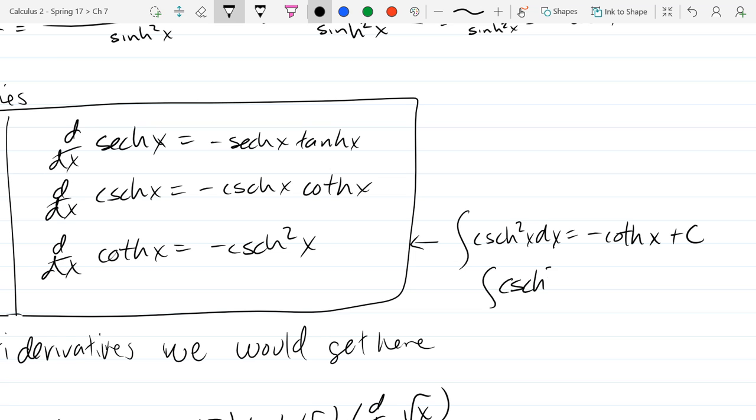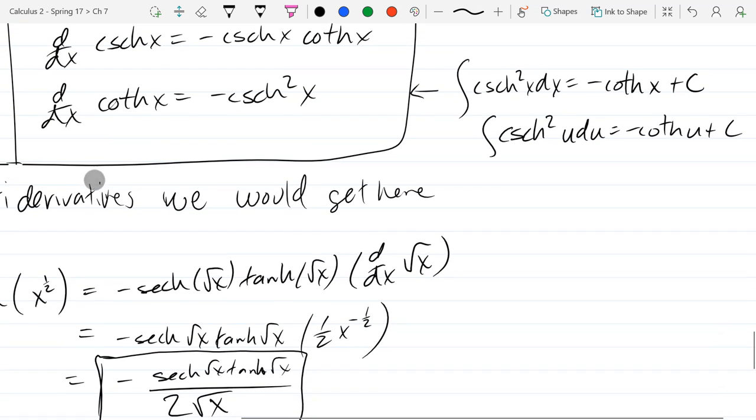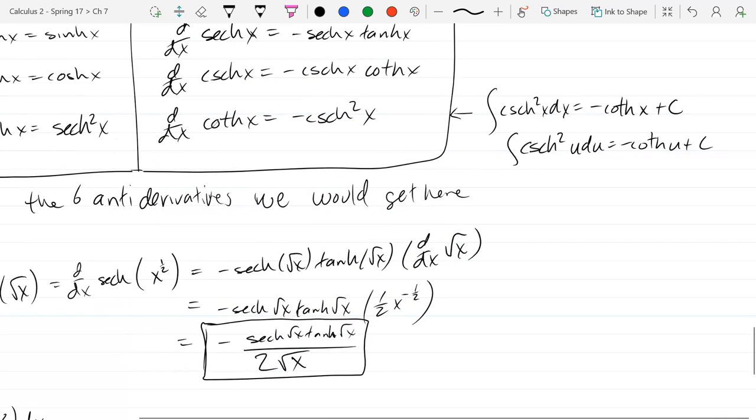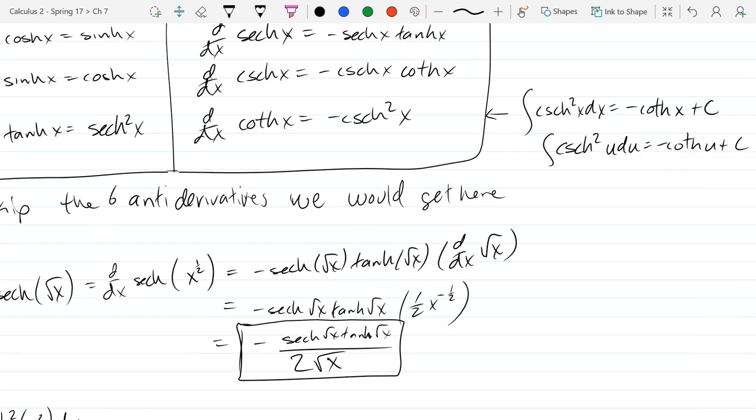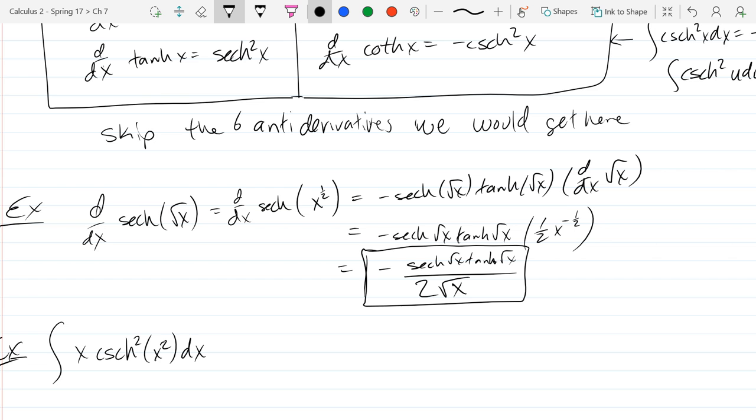And I can switch to use the integral of cosecant h squared u du. So what is preventing us from applying this integral of cosecant squared u du in our problem here? There's a 2, but the problem is that x is squared.